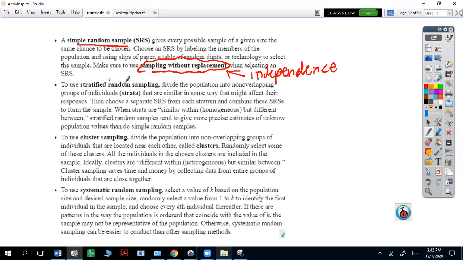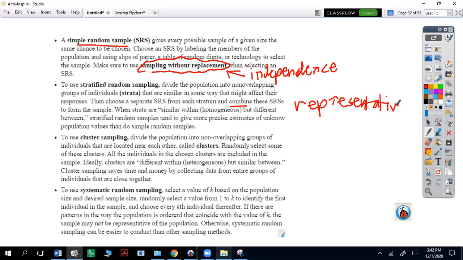A stratified random sample is when you have different strata. You divide the population into groups that are similar, so homogeneous groups like grade levels or whatever, and then you sample within those different strata. So in a stratified sample, you sample within those strata, then you combine the simple random samples of each stratum together, and you have one larger sample that's more representative. So those are good. Those are representative. We like those, representative.